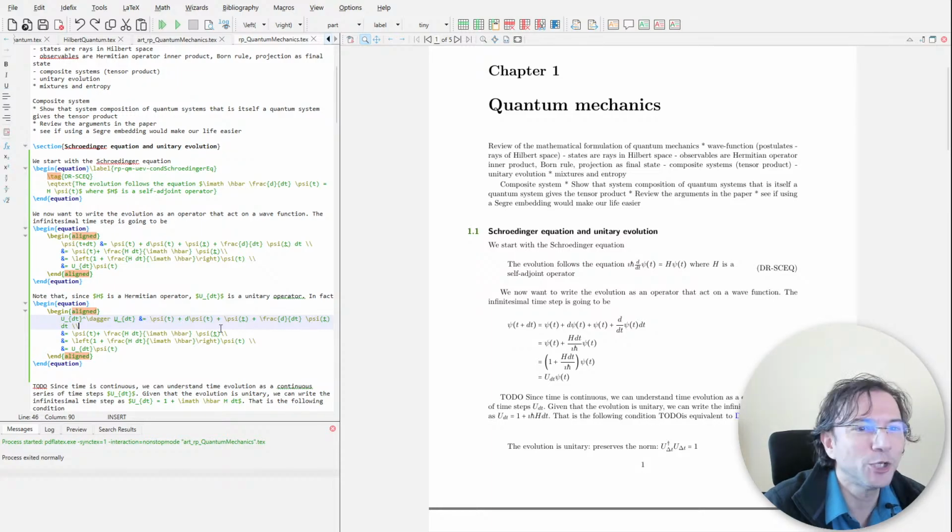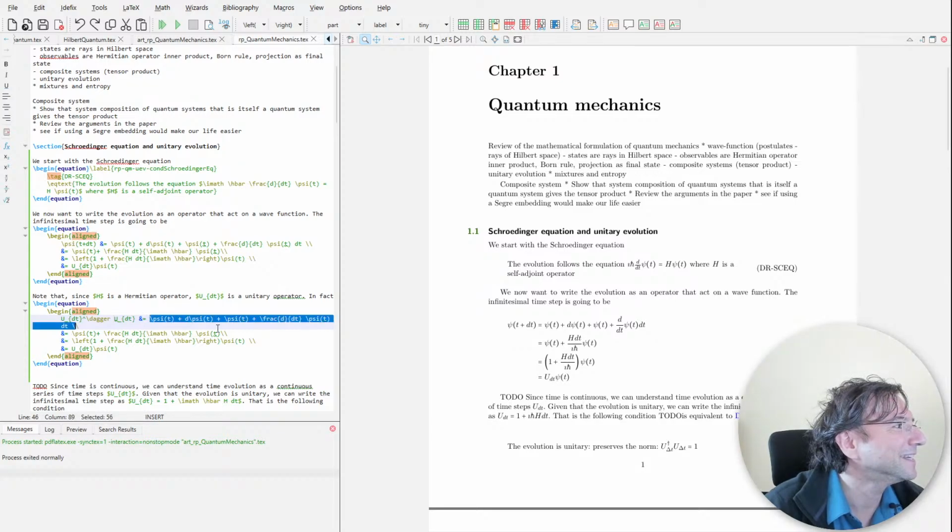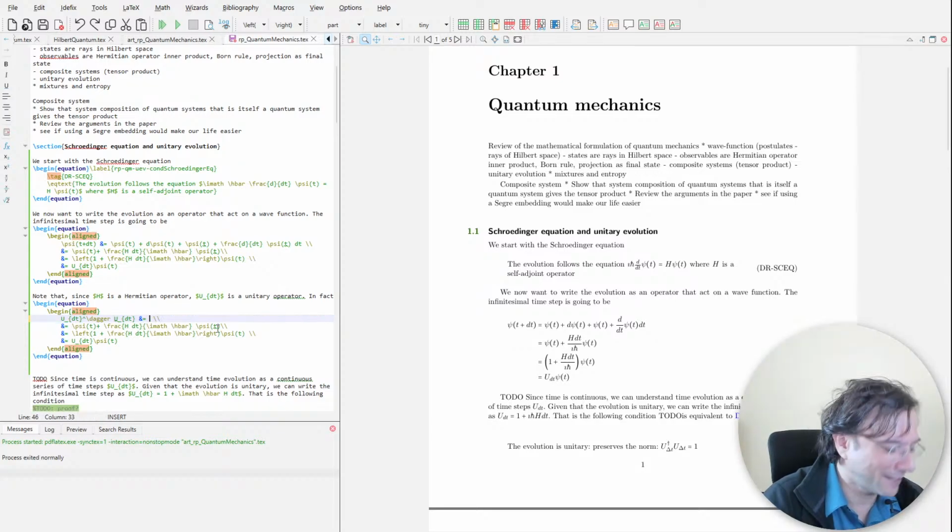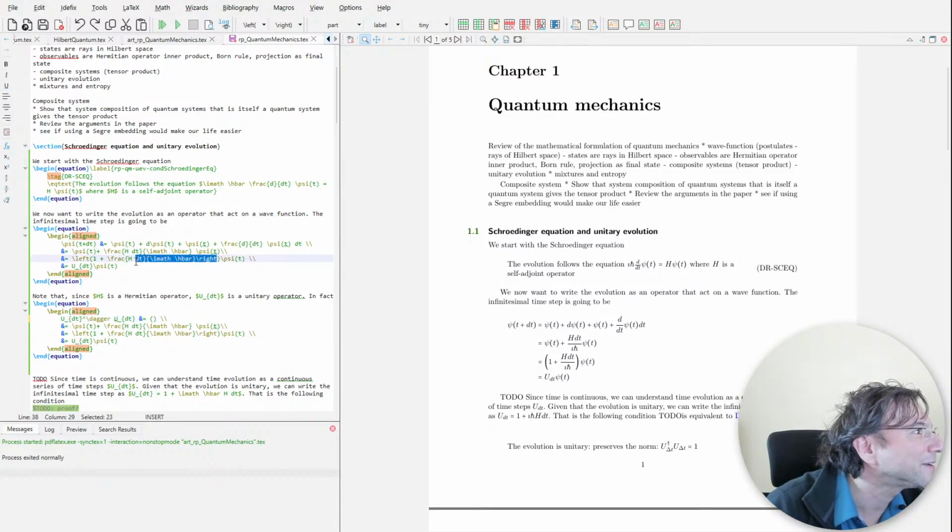So yeah, I still don't know how to do this, but at least I'm getting something done. So that's a little bit the point. Okay, so I need to prove that this thing is unitary, and that's gonna be this. Oh no, I should just use this. There you go. Which is this.